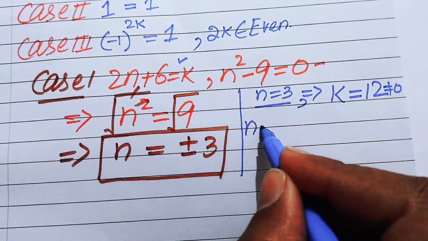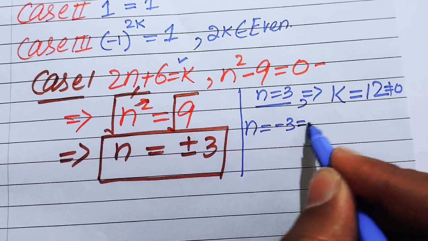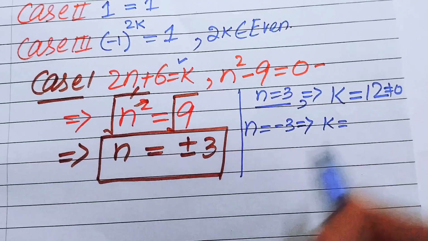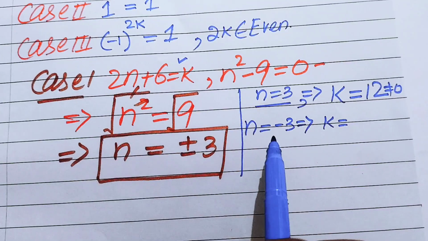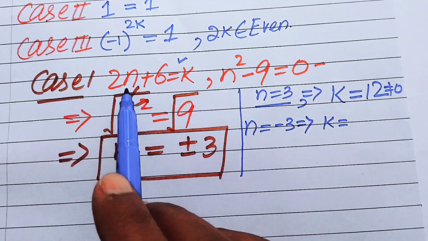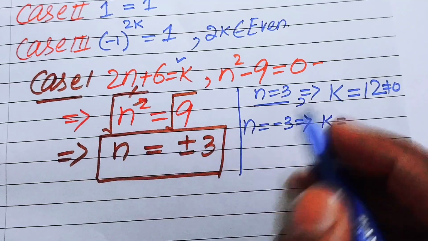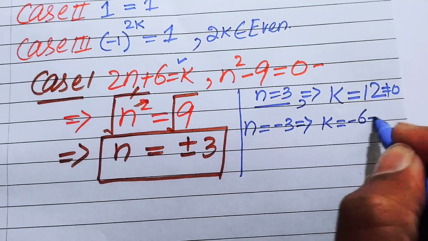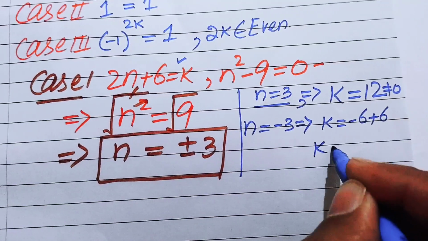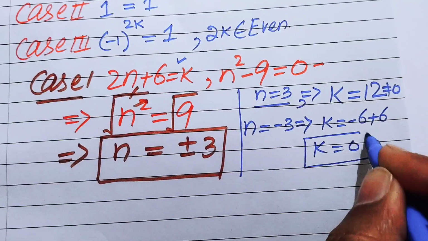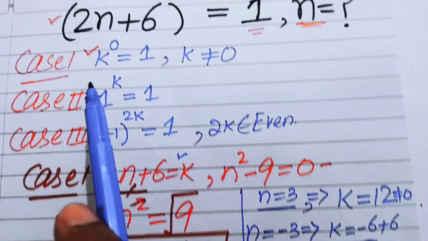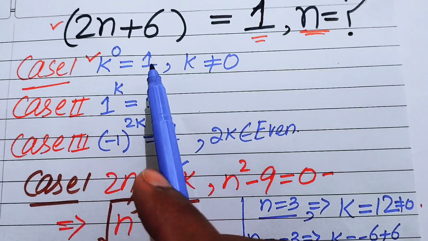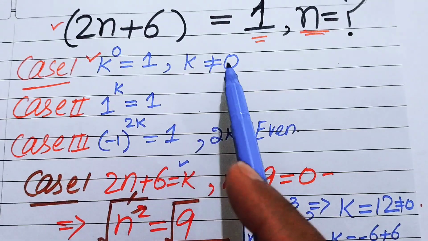And when we choose n equals minus 3, this implies that k equals, when you substitute here, minus 3 times 2 is minus 6, and minus 6 plus 6 gives us k equals 0. So you see here, we choose k to the power of 0 equals 1 in that case only if our k is not equal to 0.